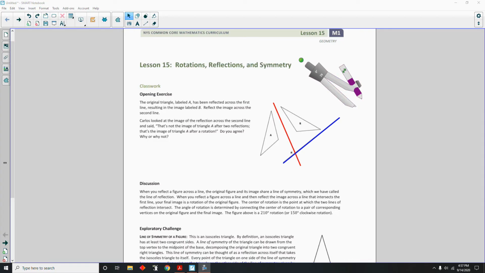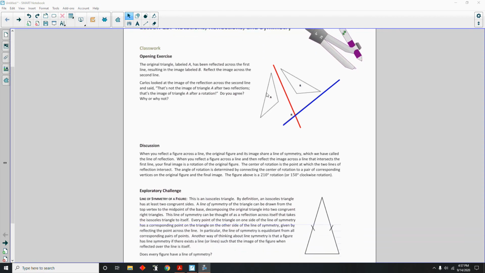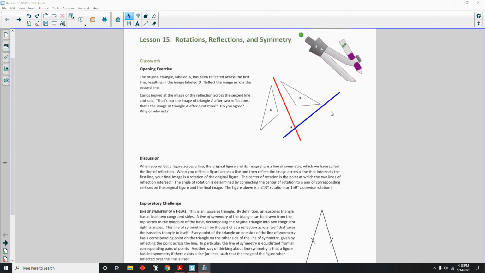Alright, welcome to Lesson 15, Rotations, Reflections, and Symmetry. The classwork opening exercise says the original triangle labeled A, right here, has been reflected across the first line, the red one, to B, resulting in the image labeled B. Reflect the image across the second line. So let's do that before we read any further. Do you remember how to reflect an image across a line?